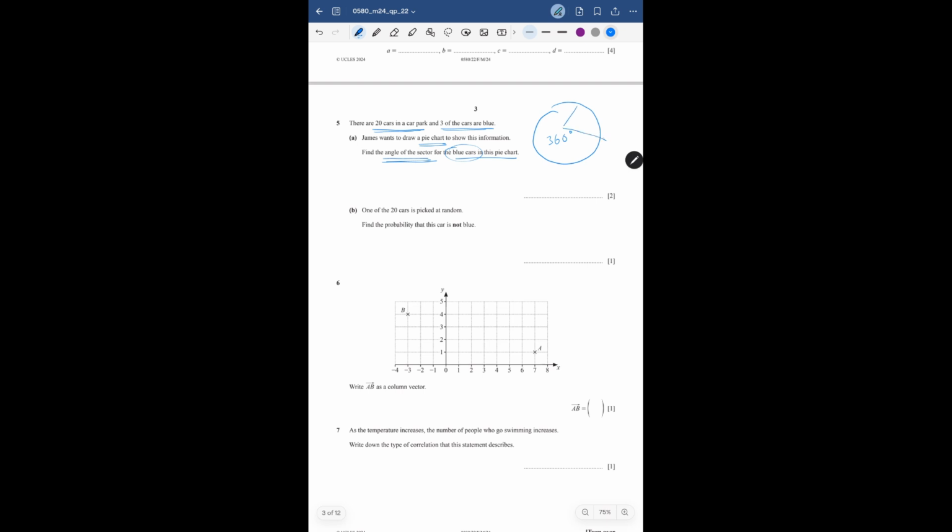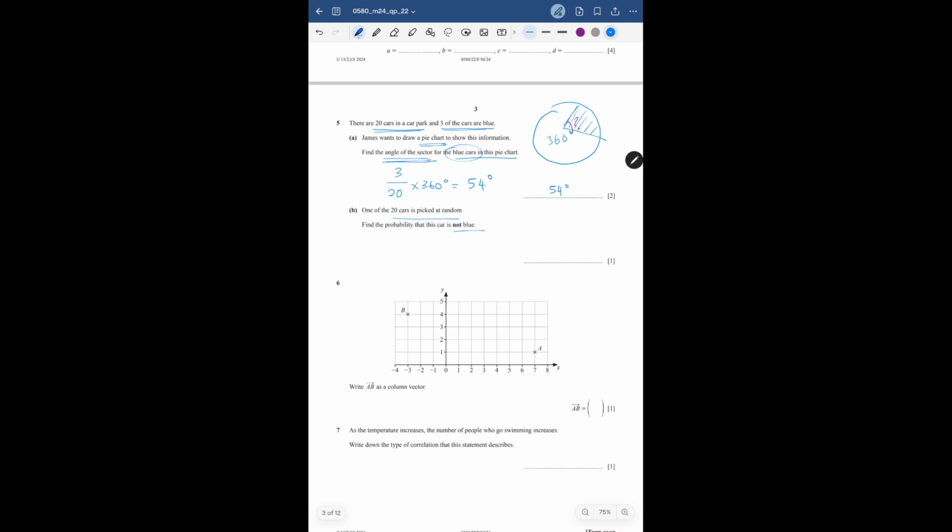So it could be something like this. This could be the blue car. So we need to find what is the angle over here. To find that, you need to take the total amount of blue cars divided by the total number of cars, which is 20, times 360. When you do this, you will get the angle of the sector, which equals 54 degrees. Okay, 54.